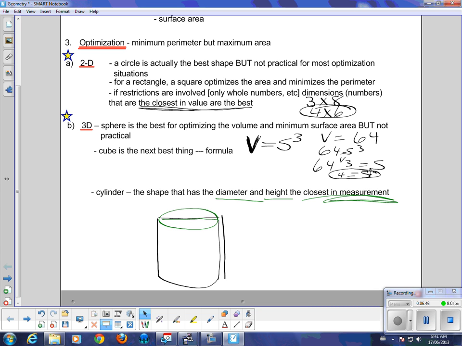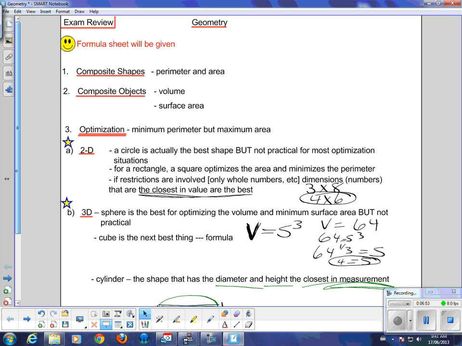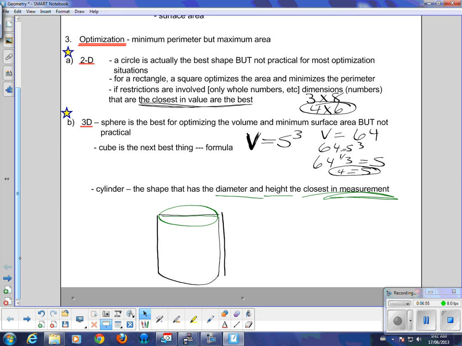Okay, so make sure you look over your test, especially the optimization questions. And again, if you have any difficulty, either rewatch the video for that unit or ask for some assistance.